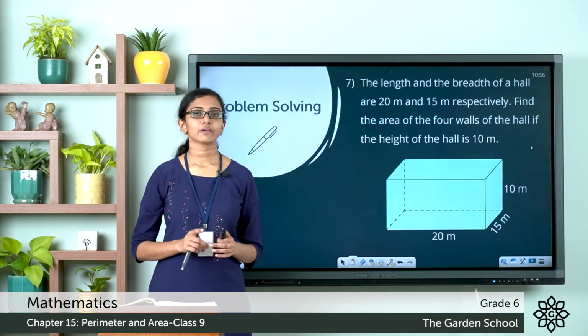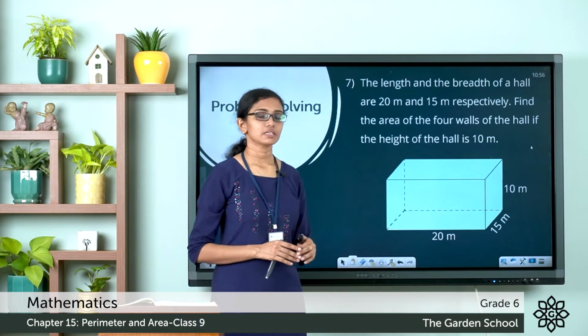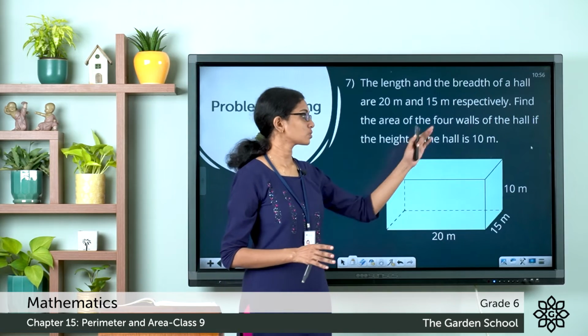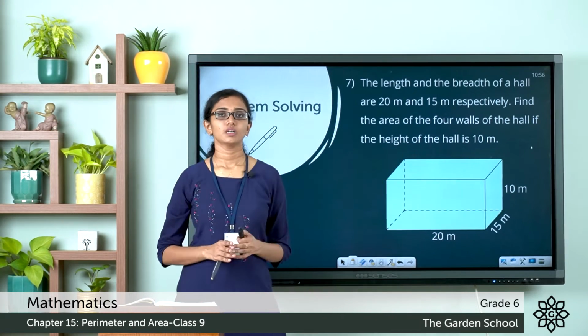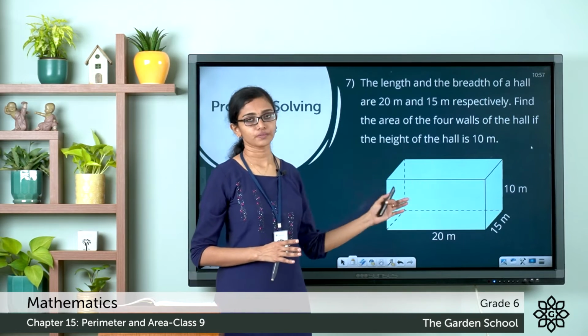Now, we are given the dimensions of a room. The length of the room is 20 meter, the breadth of the room is 15 meter, and the height of the room is given as 10 meter. We need to find out the total area of the 4 walls of the room.